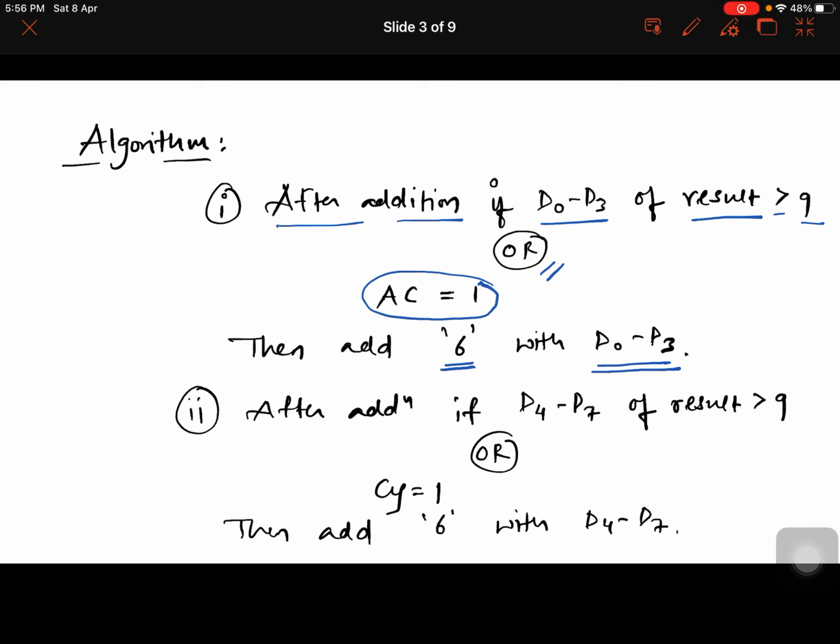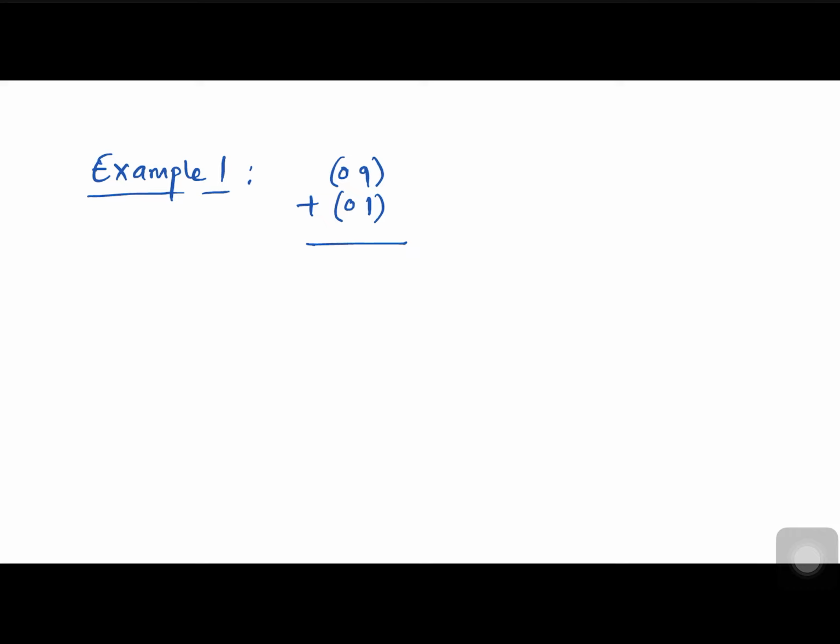Right now let's read the algorithm only. The second step says, after addition, if D4 to D7 of the result is greater than 9, or if carry flag is equal to 1, then again it adds 6 with D4 to D7 of the result. Okay, so without wasting any time, let's take one example. I'll get back to this algorithm as I promised.